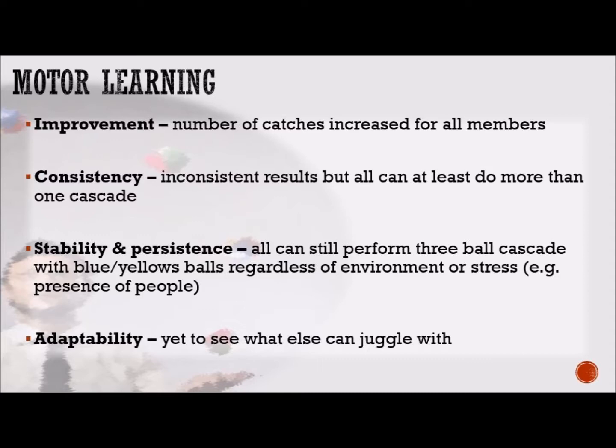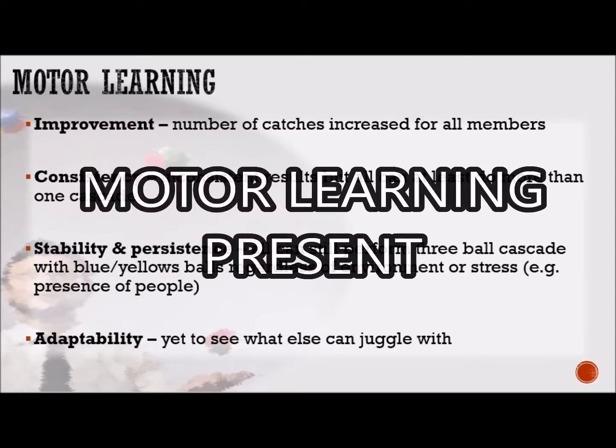With regards to stability and persistence, all of us could still perform the 3-ball cascade with the blue-yellow balls regardless of environment or stress factors such as the presence of other people. However, there's still a yet to conduct retention test. And with regards to adaptability, we have yet to see what else we can juggle with, although we'll be excited to take up the challenge.